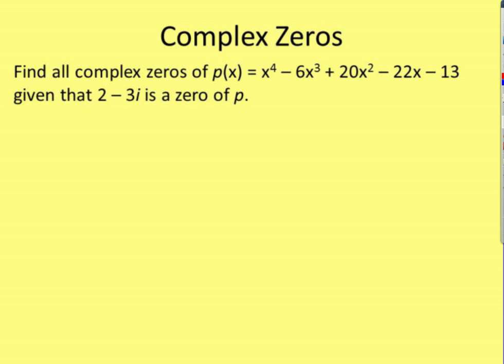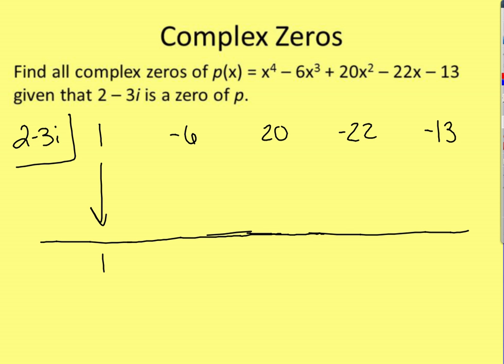So we need to find all the complex zeros of the following polynomial. They do tell us that 2 minus 3i is one of the zeros. So we're going to use that with our synthetic division. So you bring the 1 down, and we're going to multiply. 2 minus 3i times 1 gives us 2 minus 3i. When we add straight down, this is going to give us -4 minus 3i.